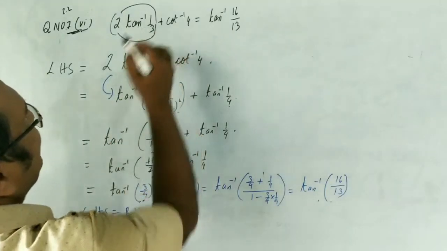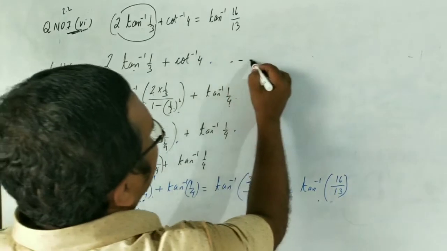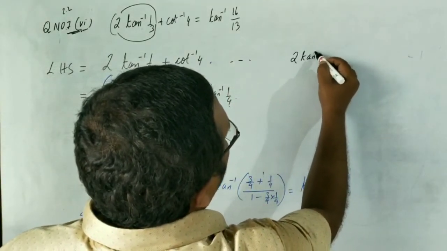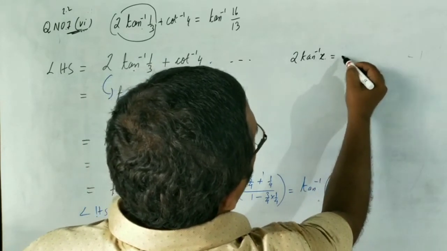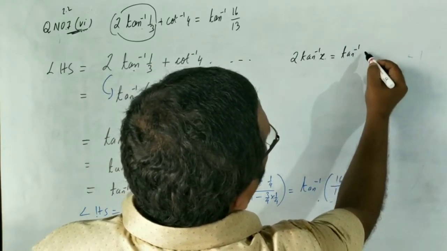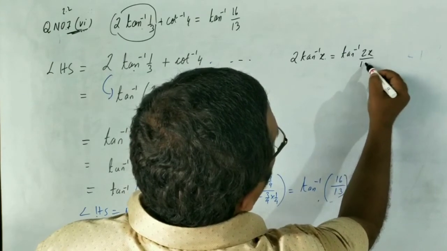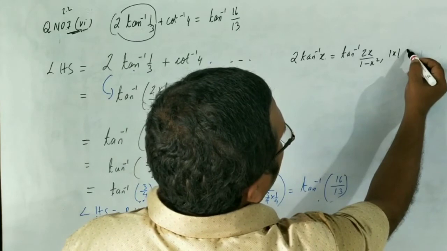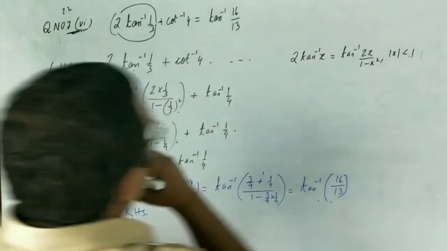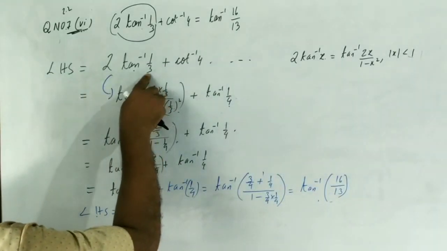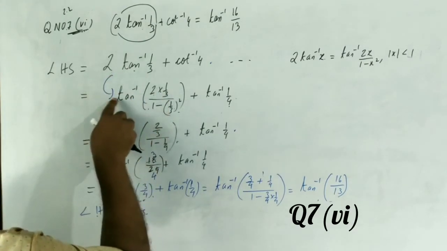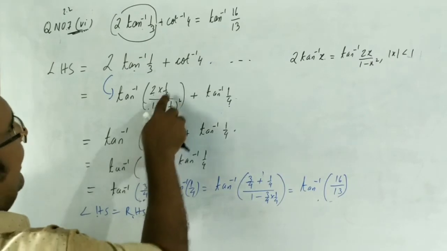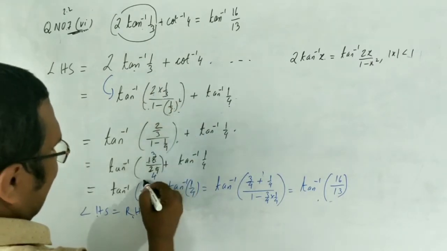It's important for this because we have studied that 2 tan inverse x is equal to tan inverse 2x by 1 minus x square, and mod x should be less than 1. Here 1 by 3 is less than 1, so I use the formula 2x by 1 minus x square, and after simplifying this I get this one.